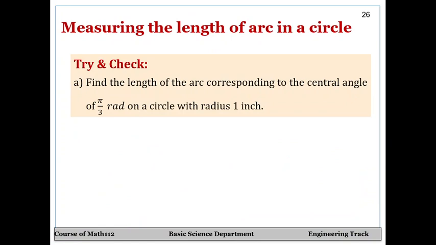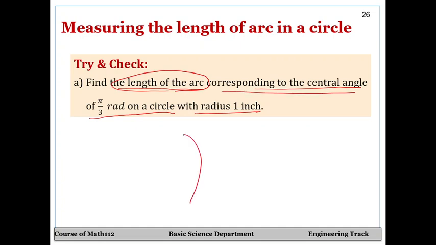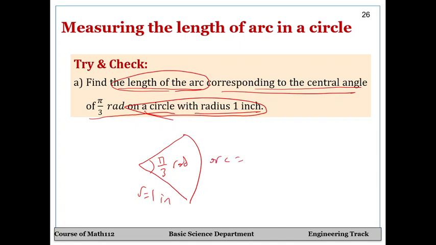Let's look at this try and check exercise. Find the length of the arc corresponding to the central angle pi/3 radians on a circle with radius 1 inch. So again, it's talking about an arc. So arc corresponding to the central angle. The central angle is pi/3 radians, and it's on a circle with radius 1 inch. So the question is, what is the arc length?